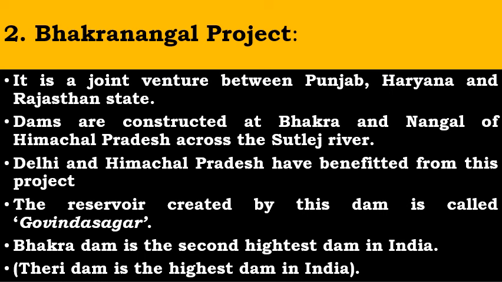Bakra Nangal Project. It is a joint venture of Punjab, Haryana, and Rajasthan. Even Delhi also gets benefit of this. This dam is built across Satluj River in Himachal Pradesh. The reservoir created by this dam is called Govinda Sagar. Bakra Dam is the second highest dam in India, whereas Tehri Dam is the highest dam in India.